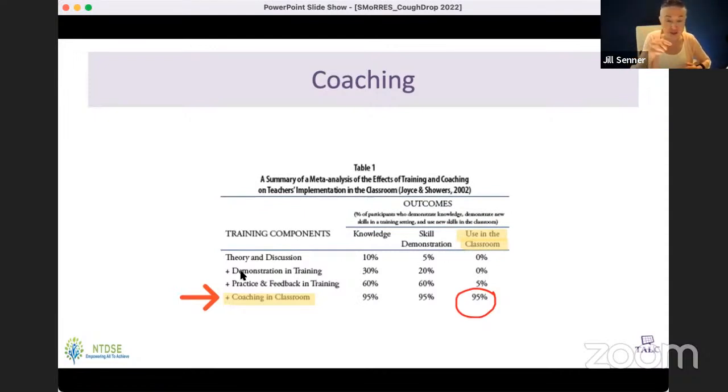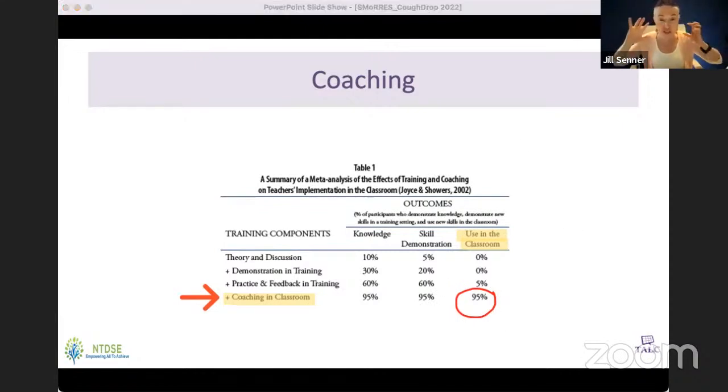Even when you see there's a little plus there, that means even when we add demonstration and training to theory and discussion, we bump knowledge to 30% and skill demonstration to 20%, but use in the classroom is still 0. So if we add practice and feedback in the training, so doing some controlled practice during our training, we see nice gains in knowledge and skill demonstration, but we still only have 5% use in the classroom. So if we take a look at this last piece, when to all of the above we add coaching in the classroom, that's where we get 95% use in the classroom.